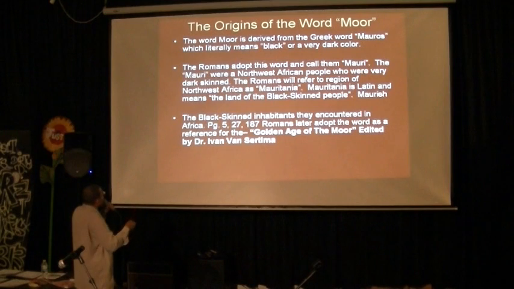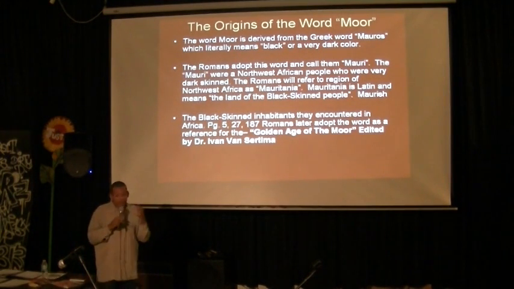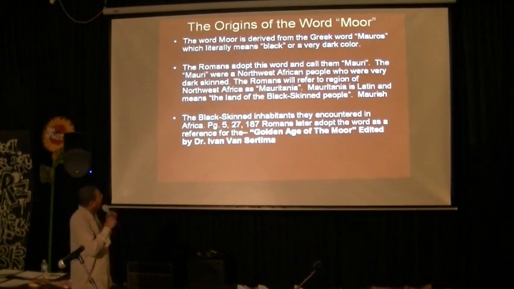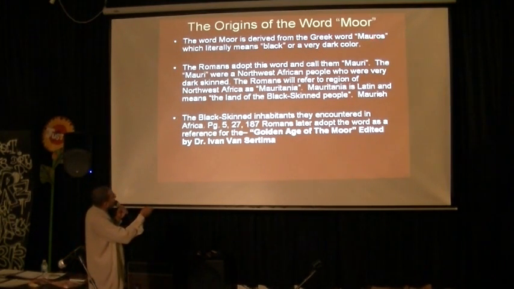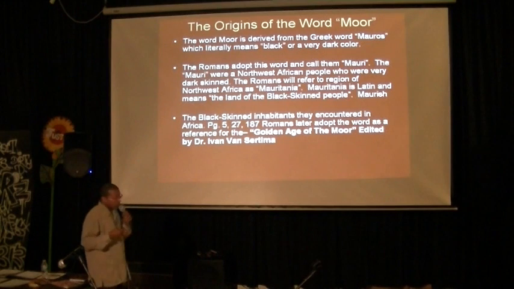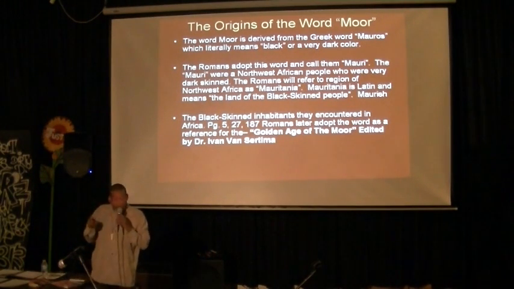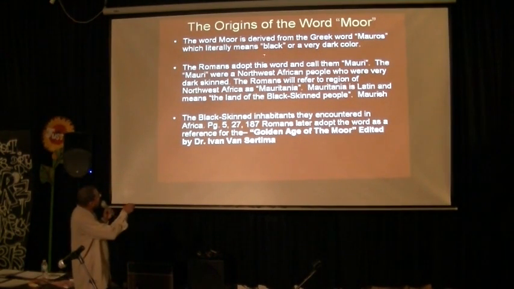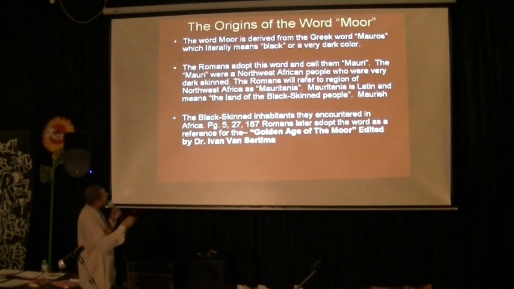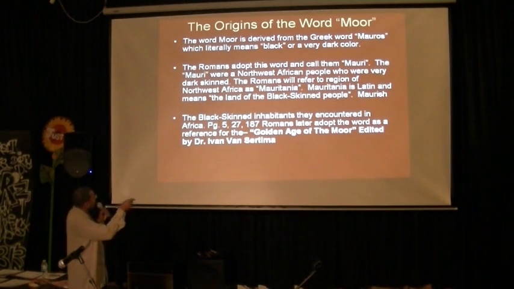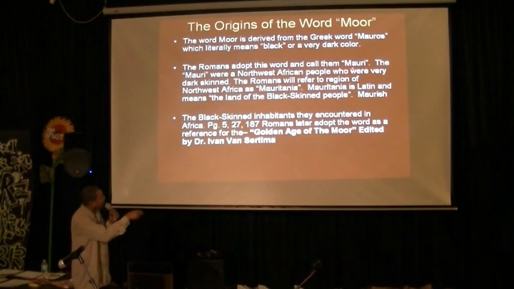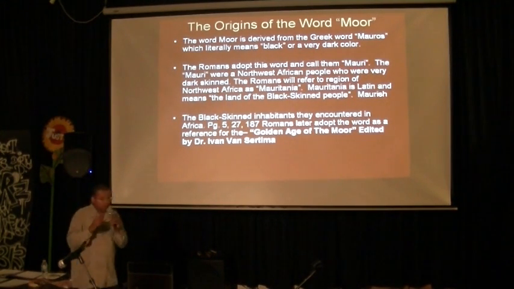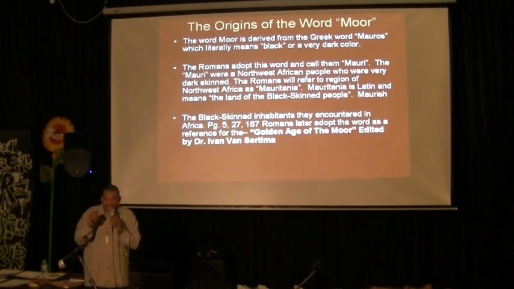Now, the word Moor, I always try to take people to the dictionary. The word Moor is derived from the Greek word moros, M-A-U-R-O-S. You may also see M-O-R-O-S, and it literally means black or a very dark color. This is in Greek. The Romans adopted the word and called them Mauri, M-A-U-R-I. You may also see Moorish, M-A-U-R-I-S-H.